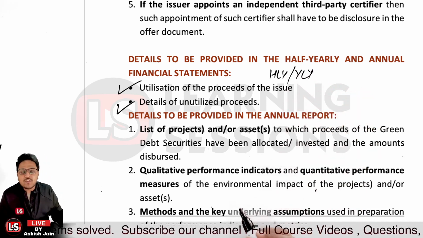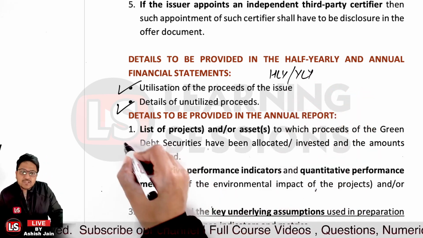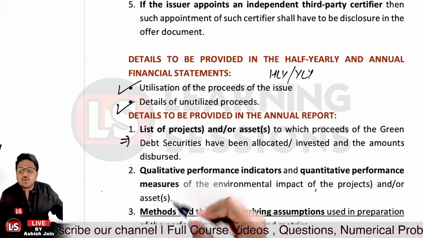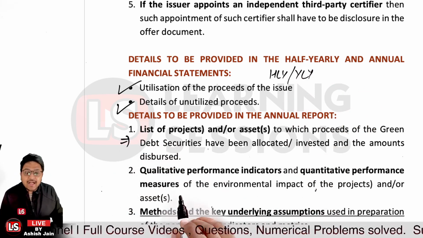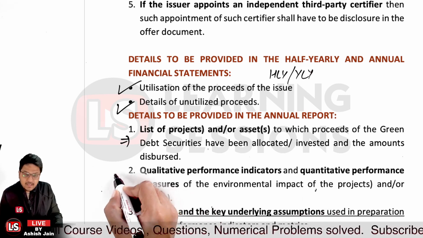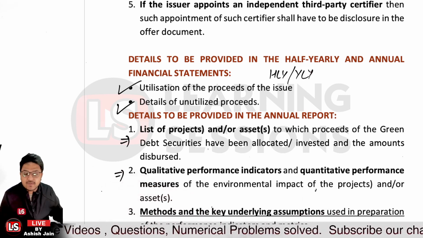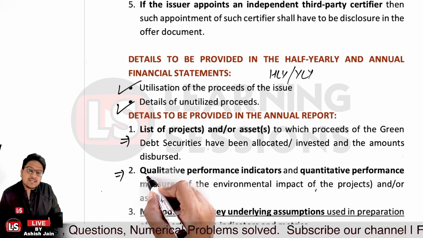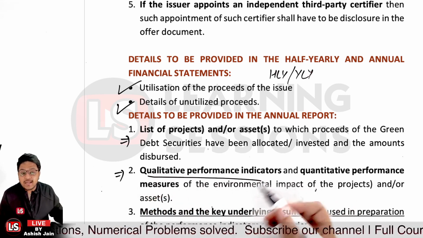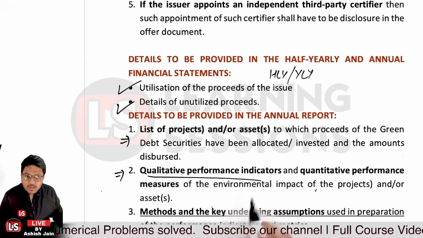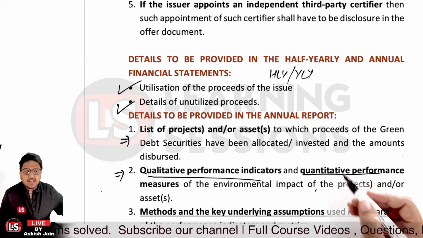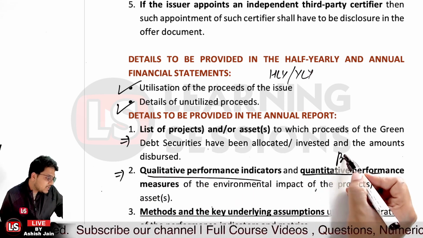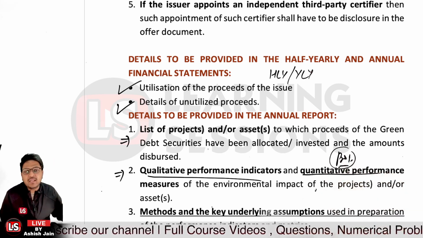And in the annual report, what must be listed? The list of projects or assets in which you have invested, right? That must be indicated. And qualitative performance indicators, that is, related to some data or particular attributes of the same. And further, also quantitative performance measures, such as what the profits or turnovers are. These are to be indicated, right?